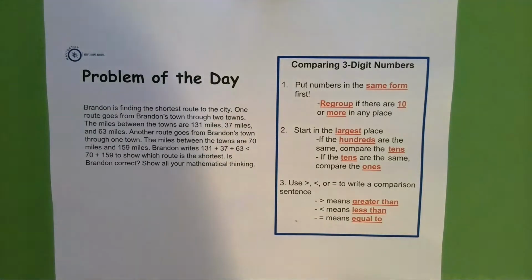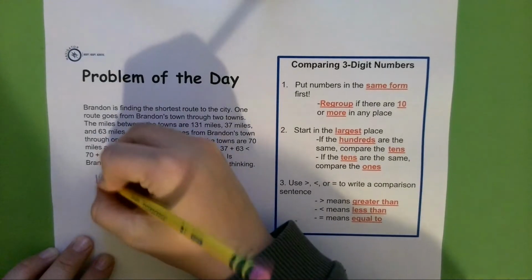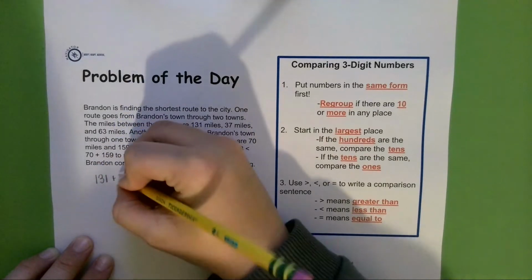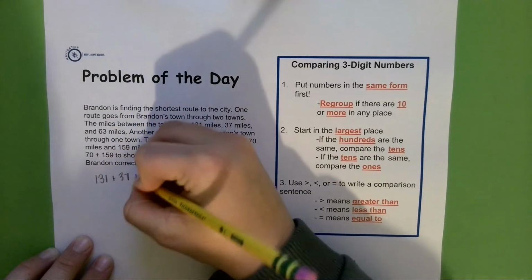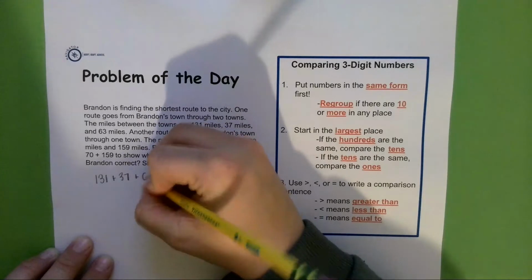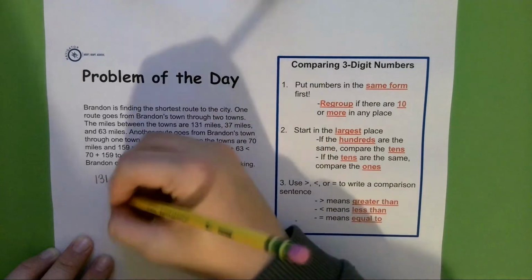How can we represent this problem? Say it out loud. I bet you said that first we could write 131 plus 37 plus 63 because that's the first route.